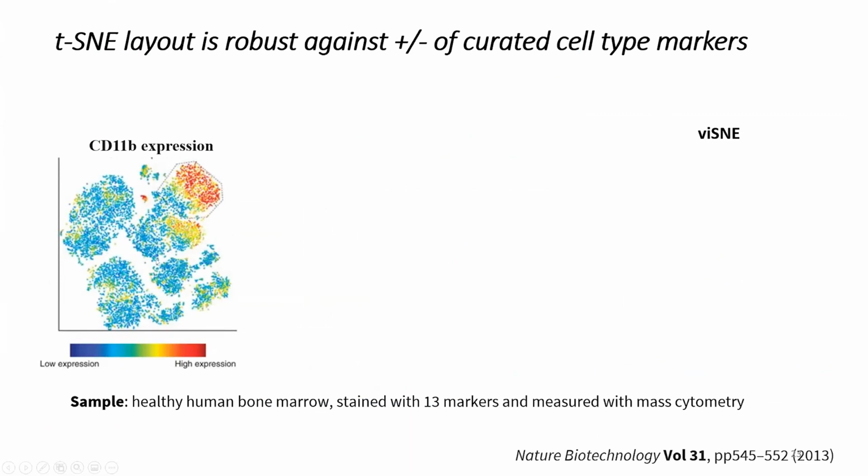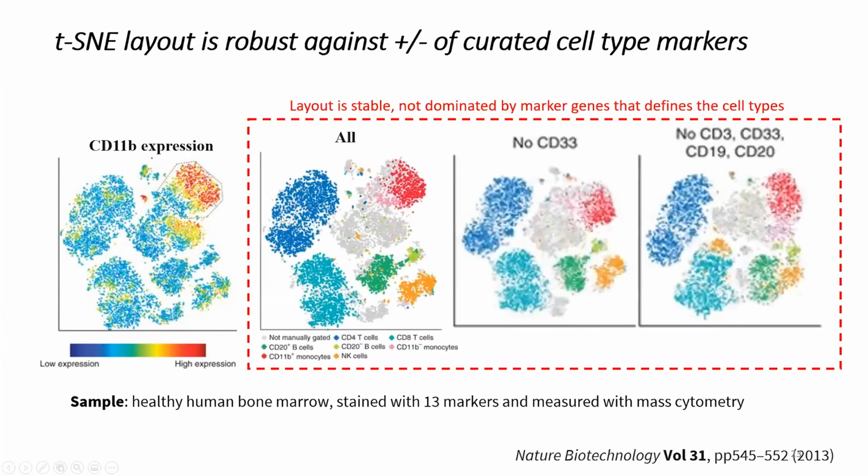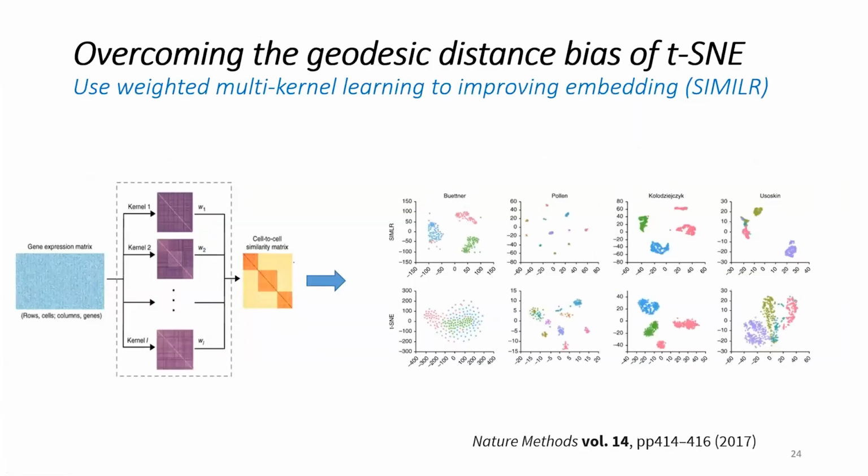And you can see each dot is a cell, and you can color them with gene expression of this particular gene. In general, t-SNE is not very stable, but if you selectively tease out only some of the genes, like in this embedding, you don't have CD33. In this embedding, you tease out 4 more. And it seems that the embedding is more or less preserved from one to another. So that was a nice feature at the very beginning of the analysis.